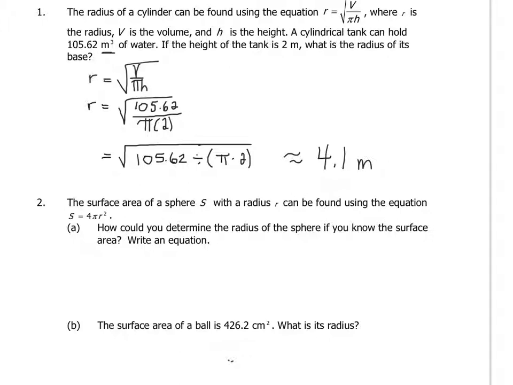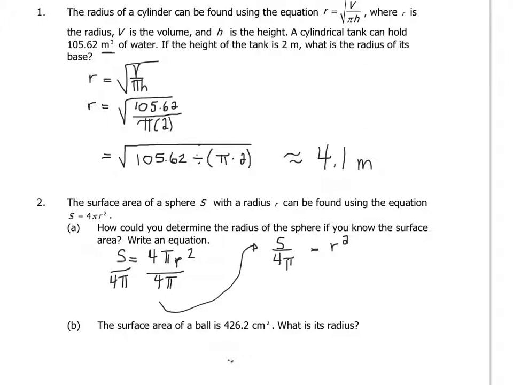Question number 2 says the surface area of a sphere with a radius r can be found using the equation s equals 4 pi r squared. How could you determine the radius of the sphere if you know the surface area? So, if we know the surface area and we're trying to find the radius, we just start with this equation, s equals 4 pi r squared. And basically we want to isolate the r squared, so we would divide both sides by 4 pi, so that we have just r squared on one side of the equation. So r squared would equal s over 4 pi.